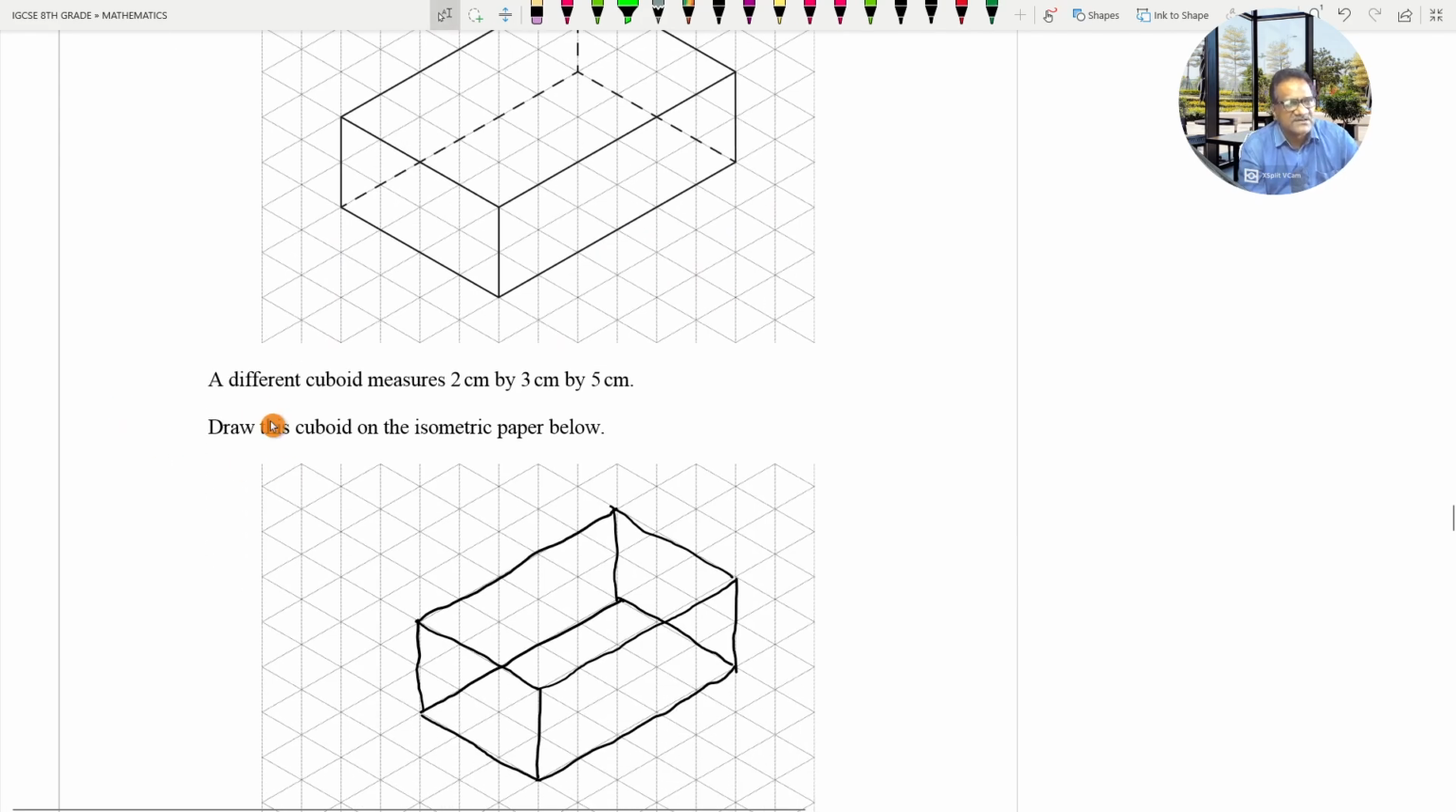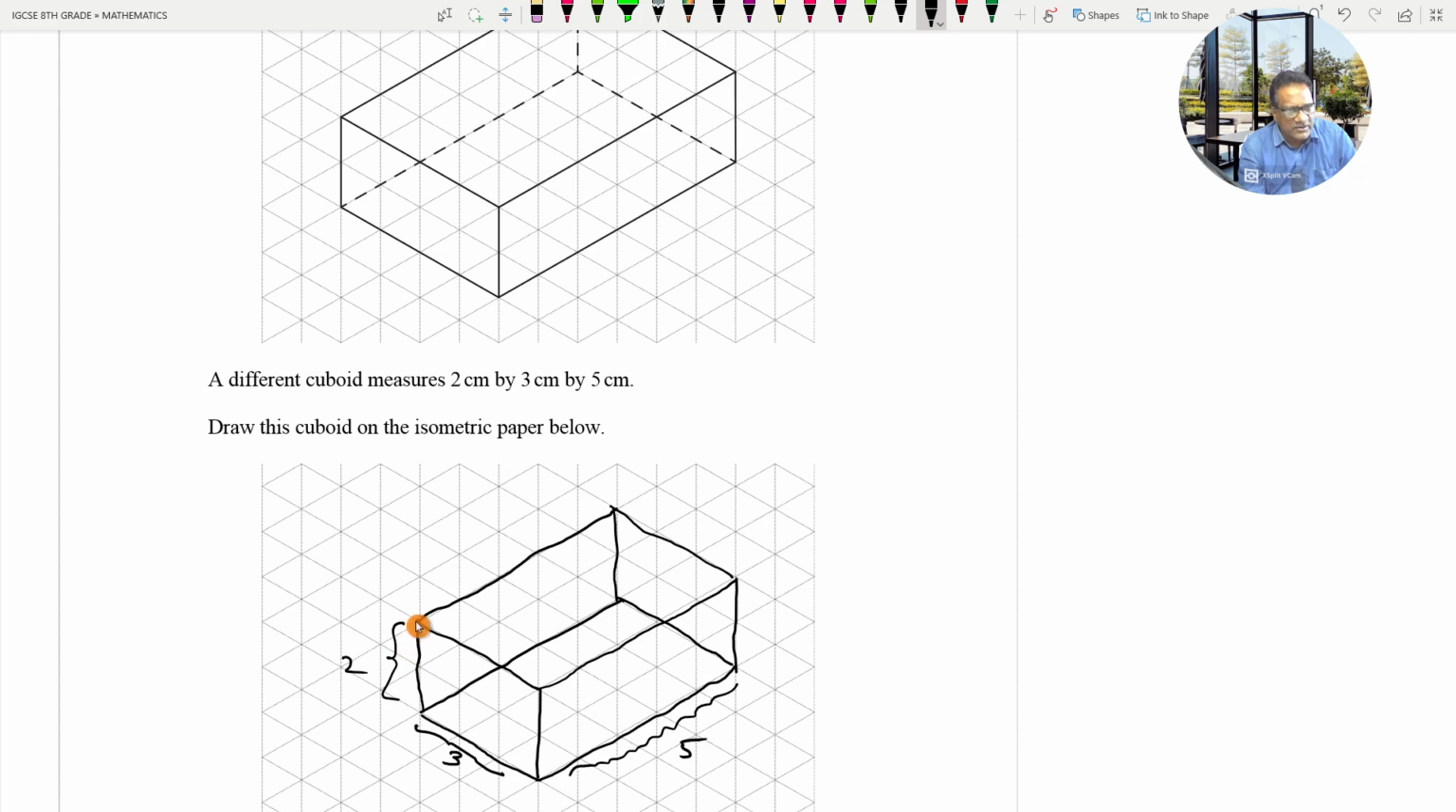Now the question is, draw a cuboid on the isometric paper below. So this is the isometric paper. Now I have already drawn the figure for you. This is the answer, but I'll explain how I have drawn this. On this isometric paper, you have to draw a different cuboid, which is 2 by 3 by 5. So here I'll go 2 blocks down. So this will be 2. And then next is 3. So I'll go 3 blocks over here. See 1, 2 and 3. So this is 3. And from here, I'll go 5 blocks. So this is 1, 2, 3, 4 and 5. So this is 2 by 3 by 5.